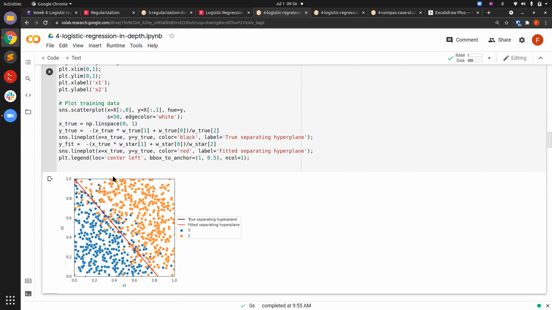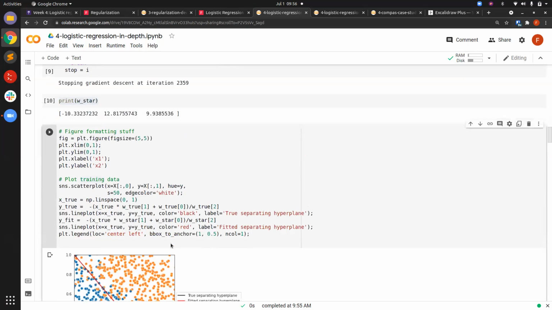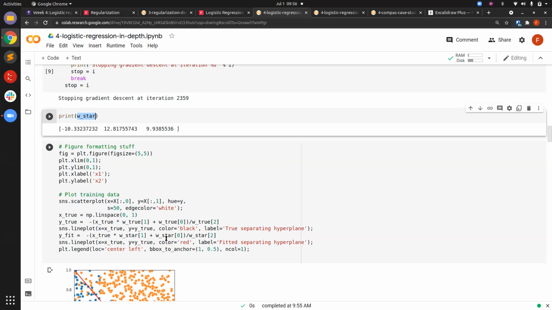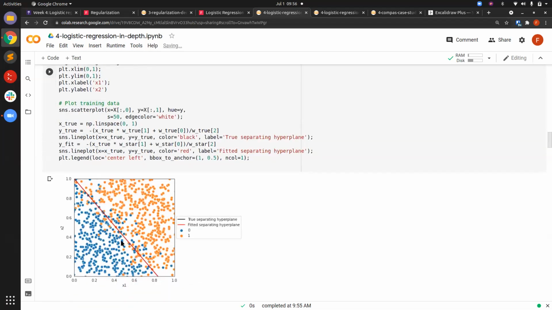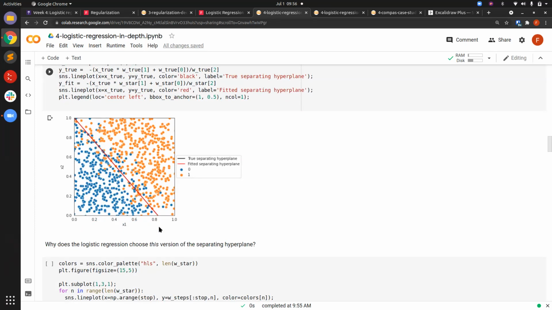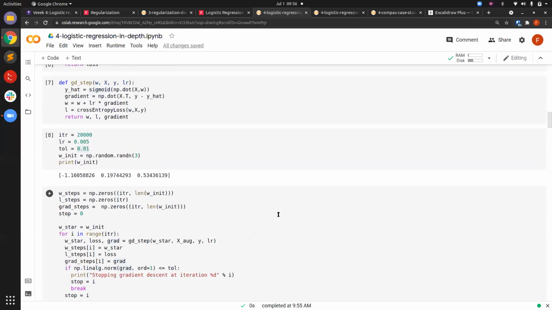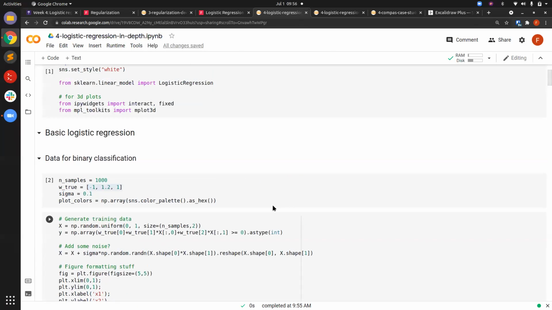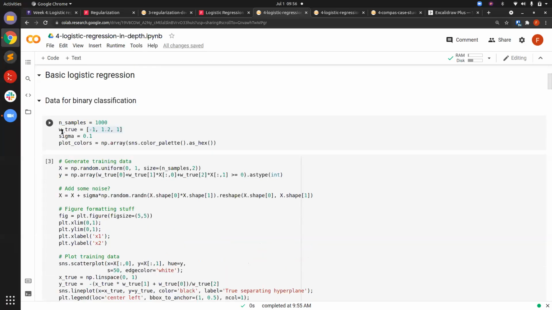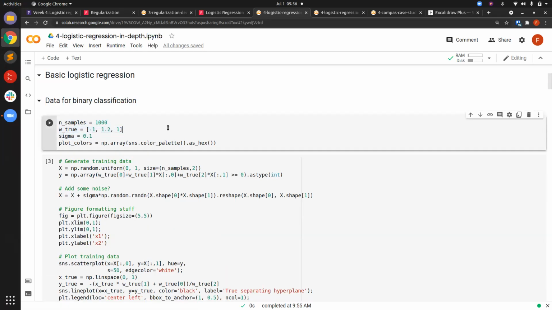So here the black line is the true separating hyperplane, and the red line is the fitted separating hyperplane using the coefficients estimated by my gradient descent. And notice that it's the same line because it's just a scaled version of the same coefficients. Now, does this mean that there are many possible coefficients that logistic regression can choose? Is there a reason it shows this version instead of this version, or is it just totally random?